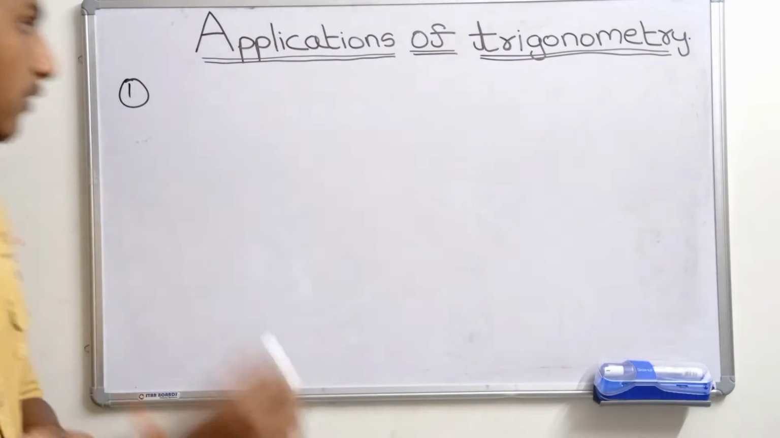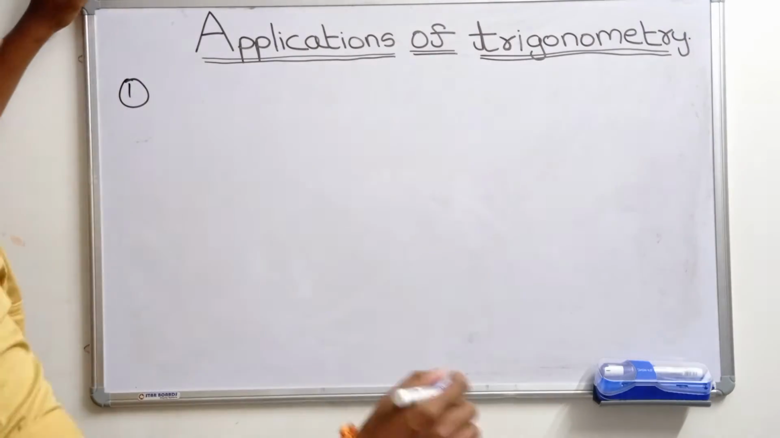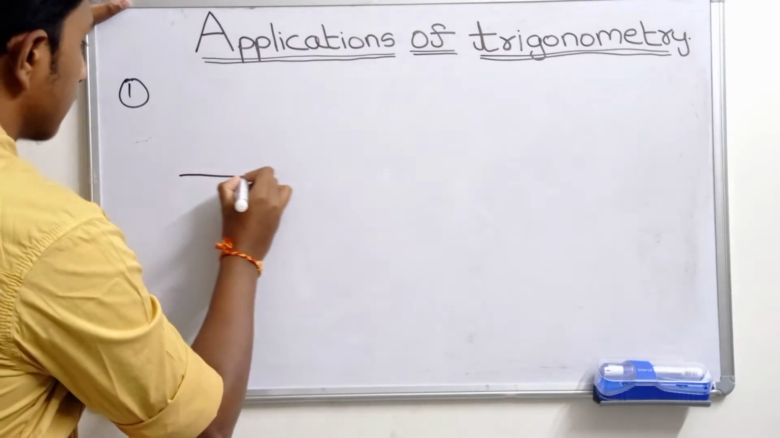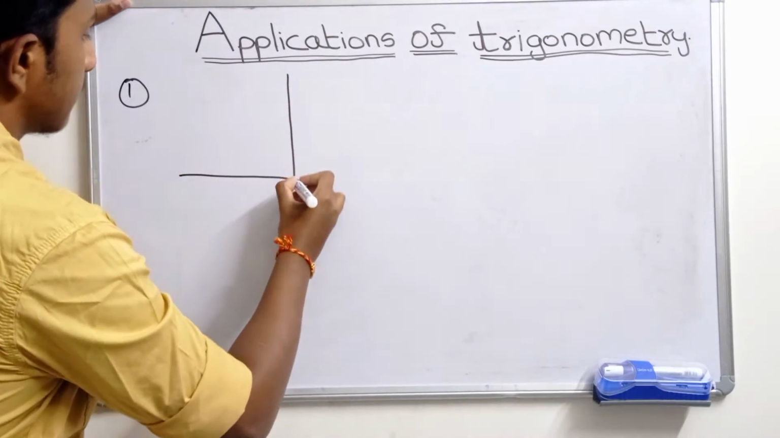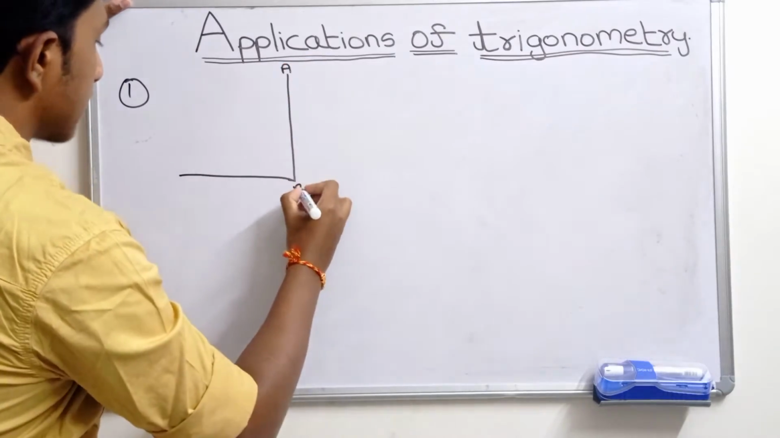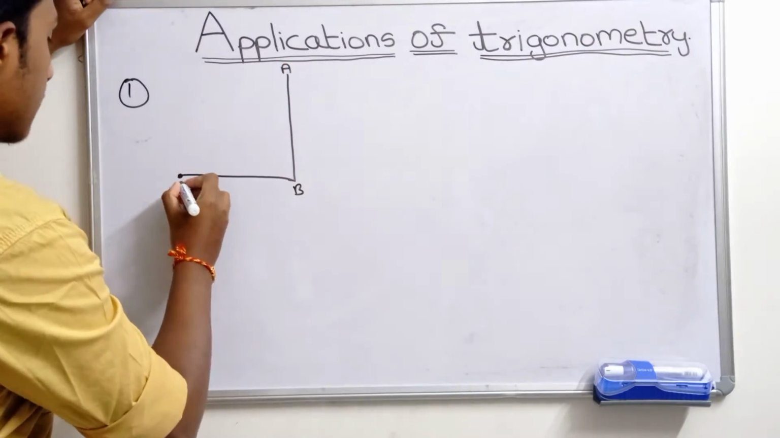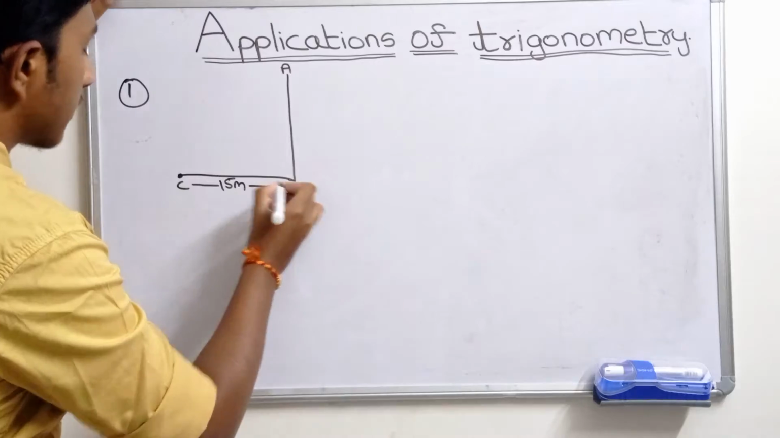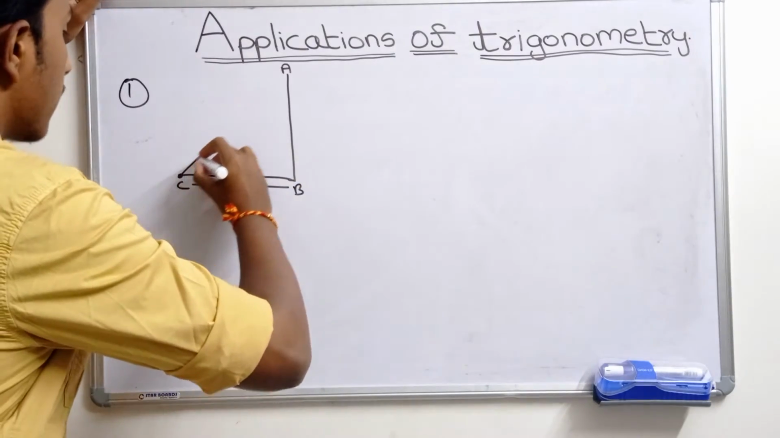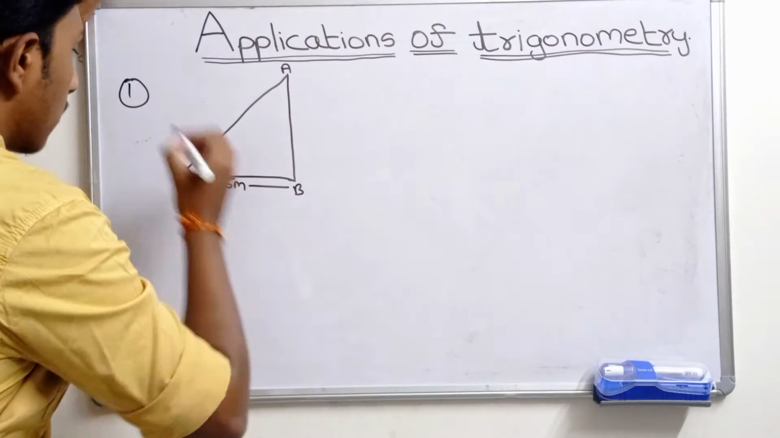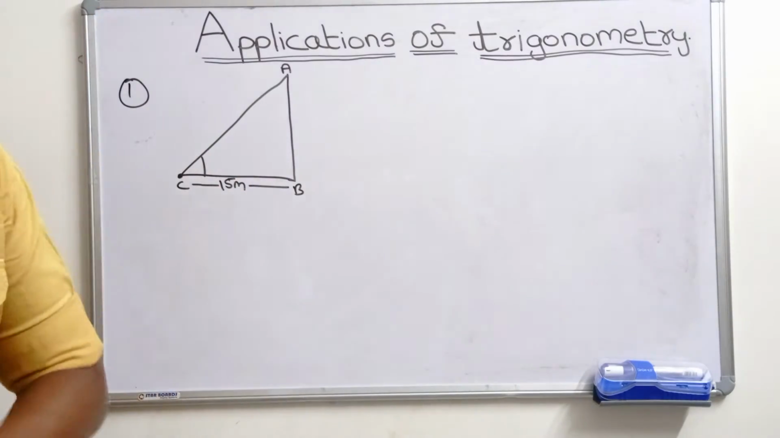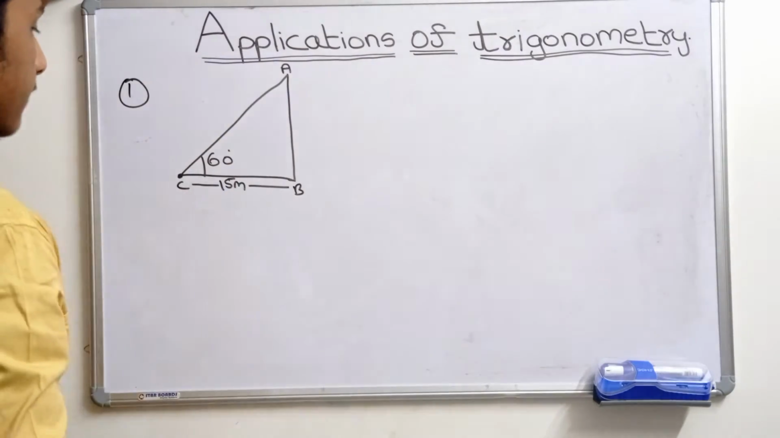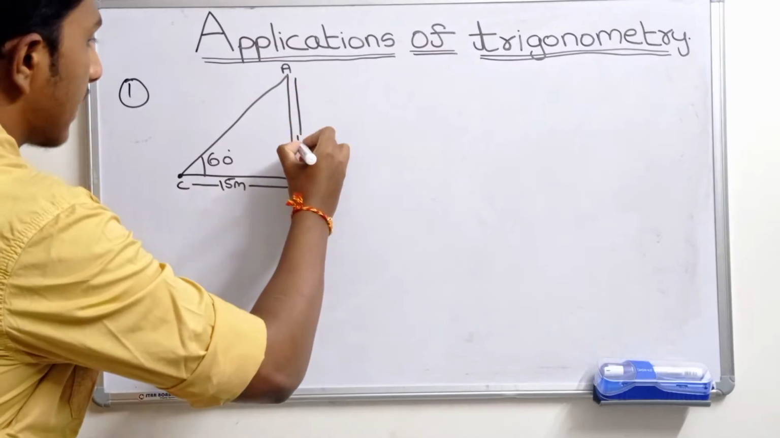Shall we start doing it? First, we'll draw the diagram. Consider AB as the tower, and C is the point where the person is standing. The point is at a distance of 15 meters from the tower, and the angle of elevation to the top of the tower is, what is the angle given? 60 degrees, guys. That means we have to find the height of the tower.